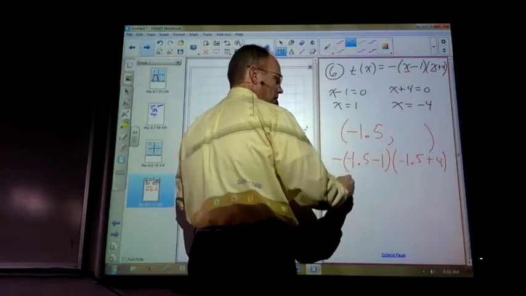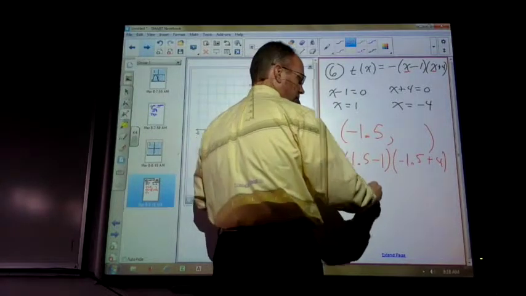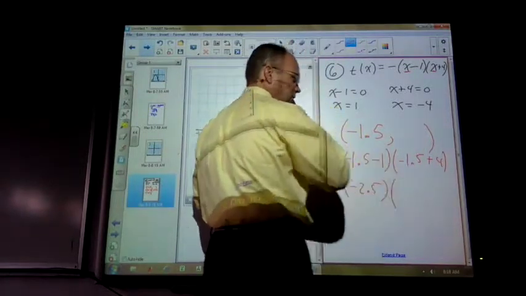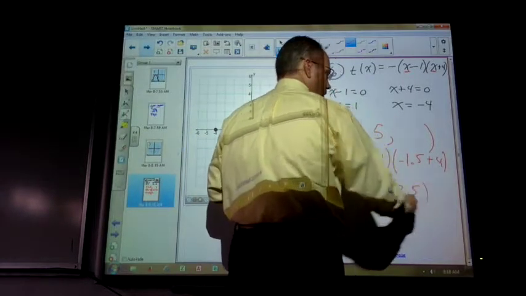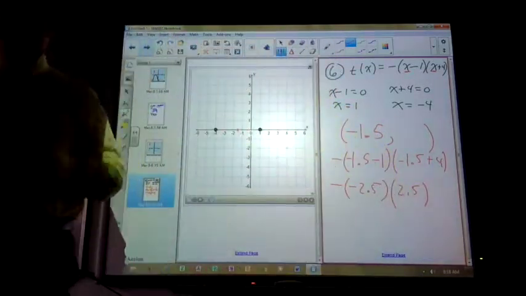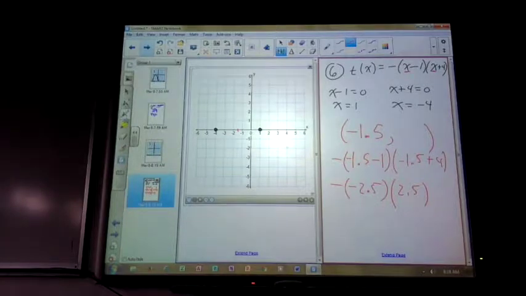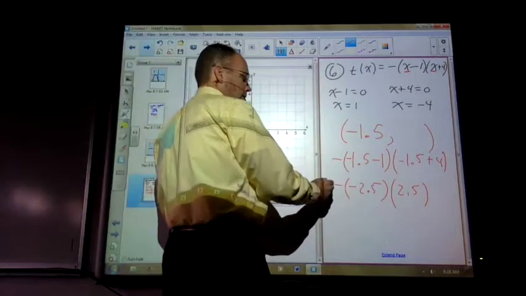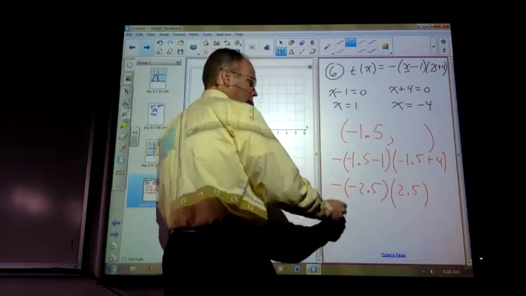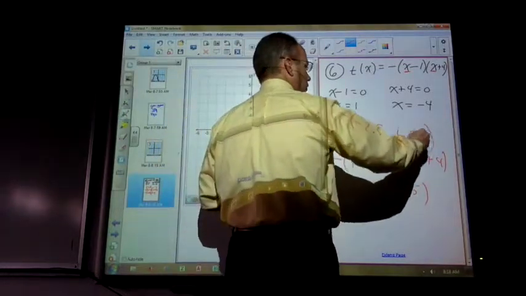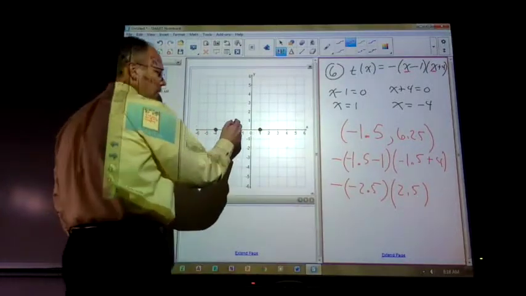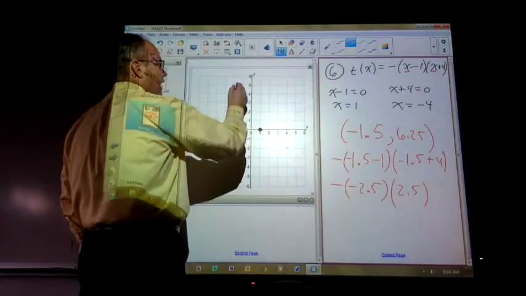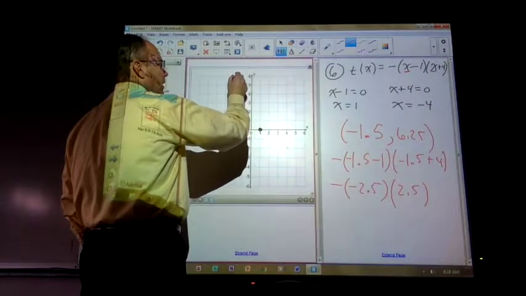Okay, this is going to give me negative 2.5, and that's going to give me positive 2.5. 25 times 25 is 625. 2.5 times 2.5 is 6.25. Times this negative times this positive, or negative. So this is going to come out to 6.25. So negative 1, 6.25. 1, 2, 3, 4, 5, 6.25 is about up here.